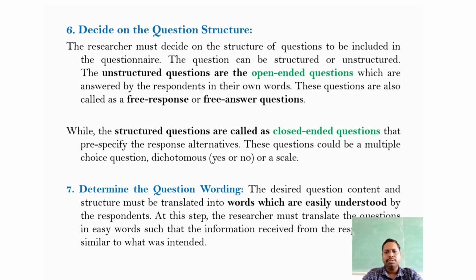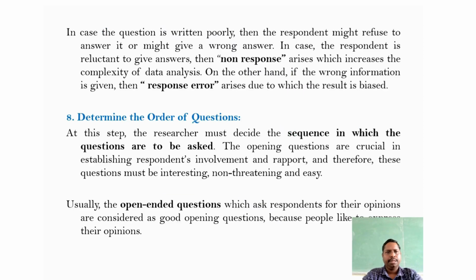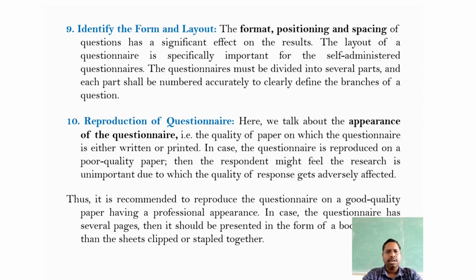Seventh one, determining the question wording. Words which are easily understood are desired in the content of that structure. If the framing of a question is complicated, it would become very hard for the respondent to give a response on time, or they may avoid giving the answers. So it is very important to determine the question's wording also. Next, determine the order of questions: the sequence in which the questions are to be asked, whether open-ended questions or closed-ended questions.